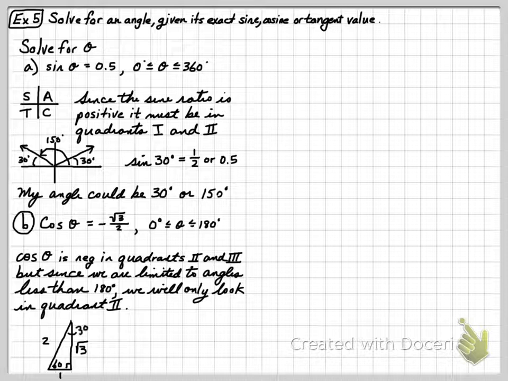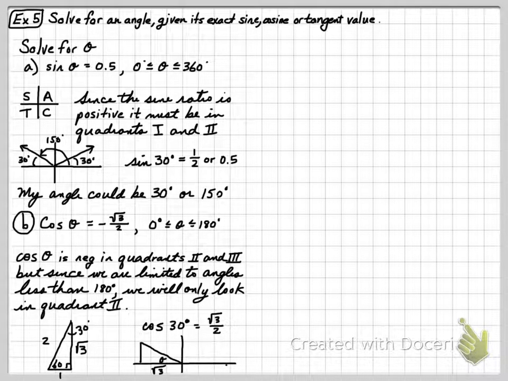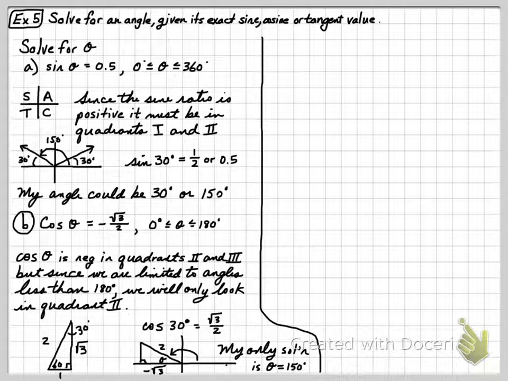Therefore, when we take a look at our triangle, we're going to figure out when cosine is equal to negative root 3 over 2. Well, cosine is root 3 over 2 for the 30-degree angle, and it's going to be negative in quadrant 2. So we're going to draw it there. There is our adjacent, which is root 3. There is our 2, which is the hypotenuse. And that means for a reference angle of 30 degrees, my only solution is an angle in standard position of 150 degrees.